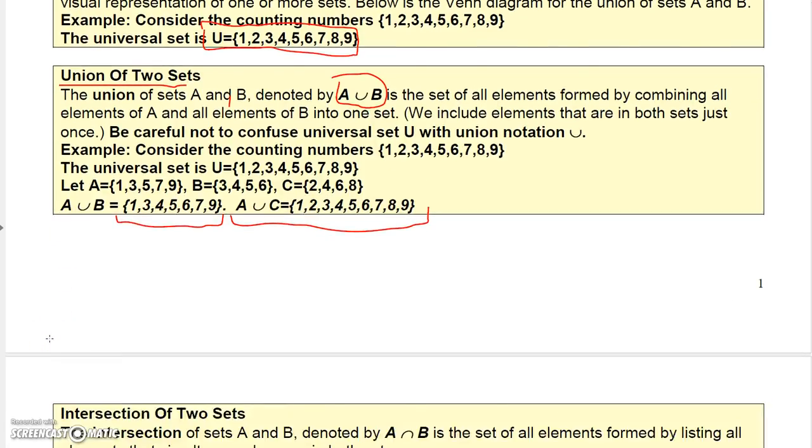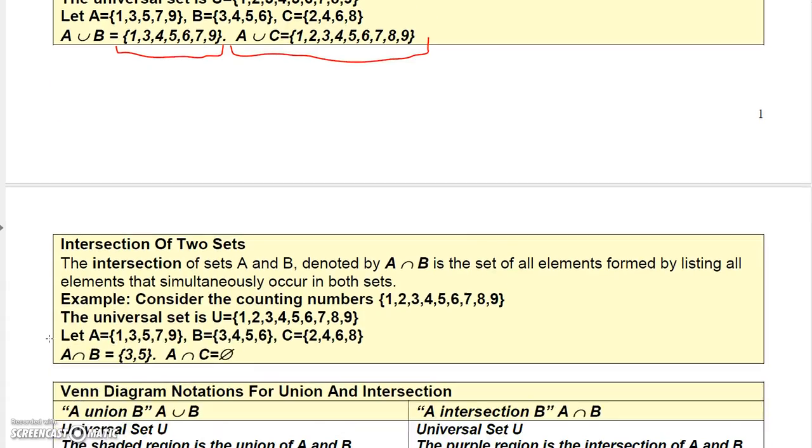And then if we talk about the intersection of two sets, the intersection of two sets, A and B, denoted by this symbol, A intersect B, is the set of all elements formed by listing all the elements that simultaneously occur in both sets. So let's use our same universal set again, and let's look at the sets A and B. Well, notice that 3 is in set A and it's in set B, so it's in the intersection. 5 is in set A and it's in set B, so that's in the intersection. So those are the only elements that are in both sets.